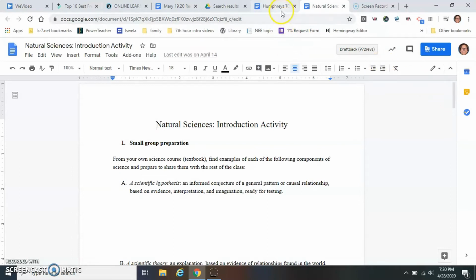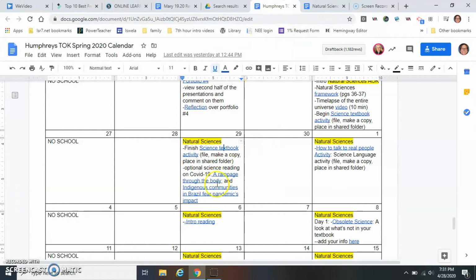Let me go back to the calendar, where I put some optional reading at the bottom. The reading deals with COVID-19, and both are from the same science journal. The first is a link to a rampage through the body, and the second is Indigenous Communities in Brazil Fear Pandemic's Impact. This one brings in science as well as indigenous knowledge systems.